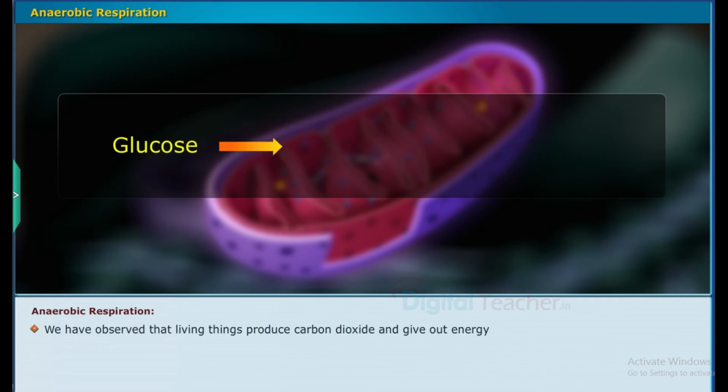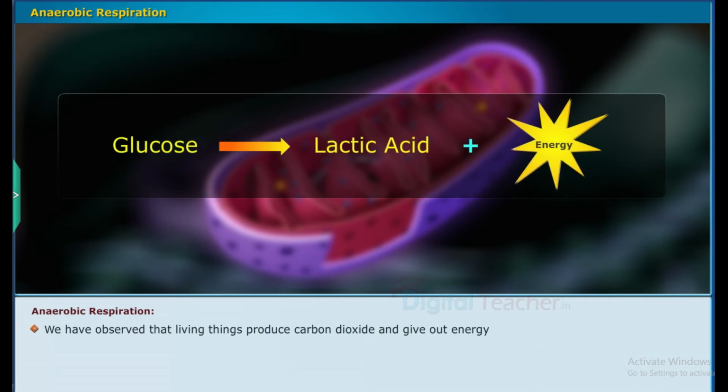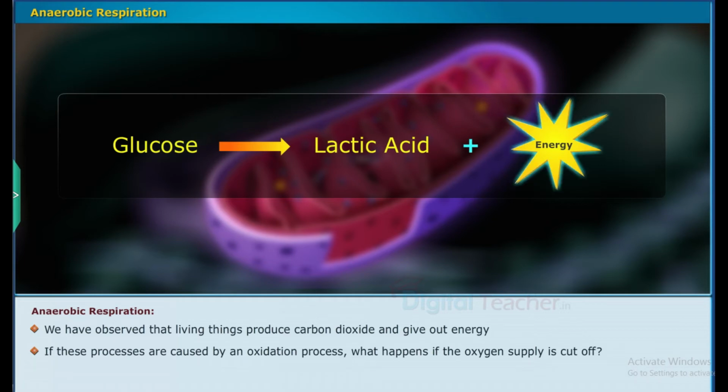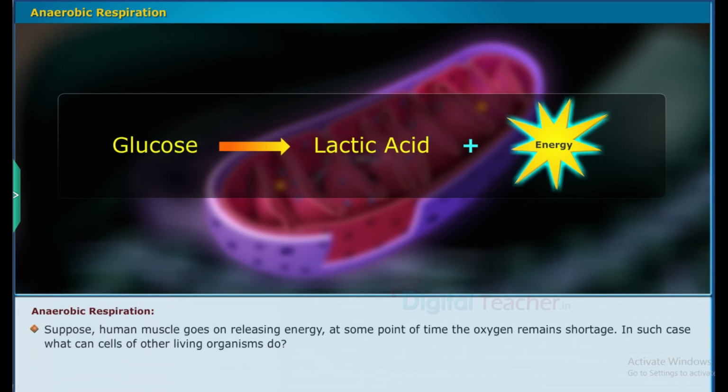We have observed that living things produce carbon dioxide and give out energy. If these processes are caused by an oxidation process, what happens if the oxygen supply is cut off? Suppose human muscle goes on releasing energy. At some point of time, oxygen becomes short in supply. In such a case, what can cells of other living organisms do? Let us find out by doing some experiments on yeast.